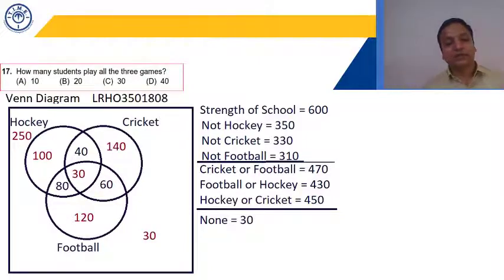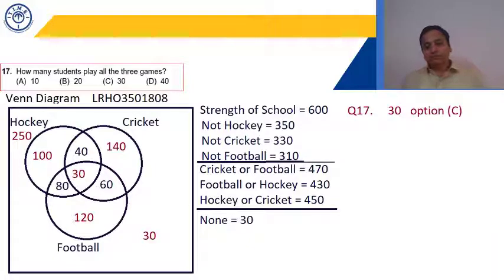Question 17. Straight away answer. You have to just look at the diagram. How many students play all the 3 games? All the 3 games, that means the number of students who play hockey, cricket and football is represented by the region coming in all the 3 circles, that is 30. Our option is C. 30, option C. I hope this is clear.